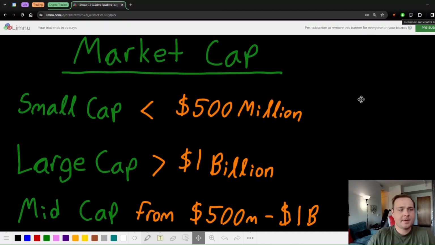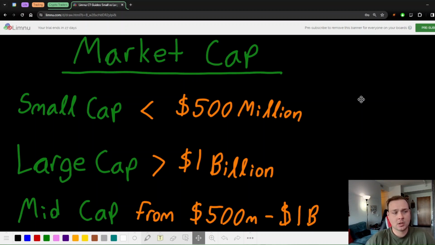So the market cap is the total value of all the coins that have been mined for a specific token, and you calculate that by multiplying the number of coins in circulation by the current market price of the token that you're trying to look at for a market cap.